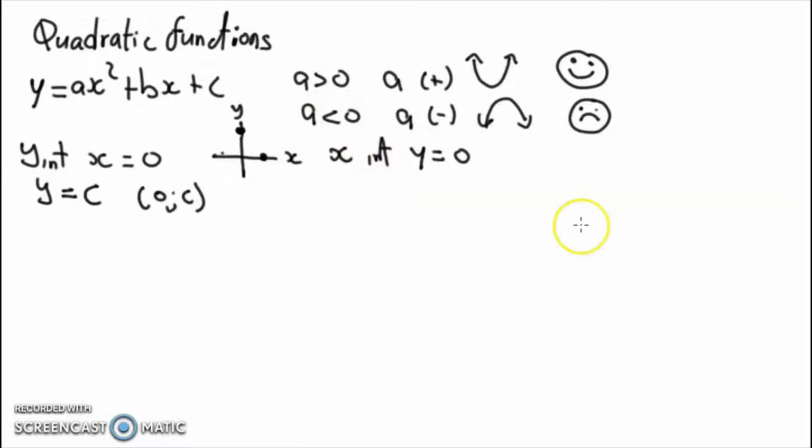Okay, now let's look at b. b tells us about the effect on what's called the axis of symmetry. So b informs us about the effect it would have on the axis of symmetry, in the sense that if we write out x is equal to negative b over 2a, which is the axis of symmetry, you'll find that b is there.